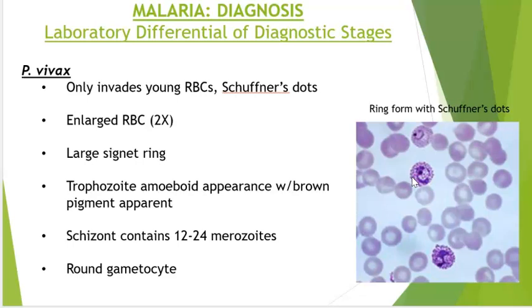Your red blood cells can be enlarged up to 2 times their normal size. You can see large rings. So you can see here that this ring within the red blood cell is pretty large. So large signet ring. The trophozoite can have an amoeboid appearance with brown pigmented appearance. The schizont can contain 12 to 24 merozoites that we already mentioned before, and of course the sexual phase of the gametocyte is going to be round in shape.